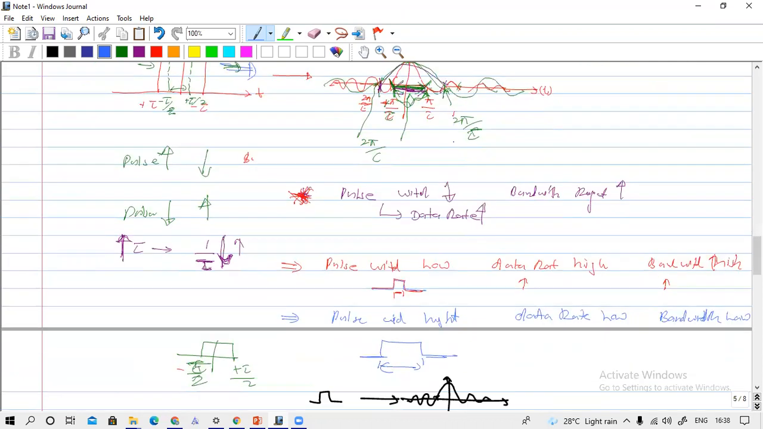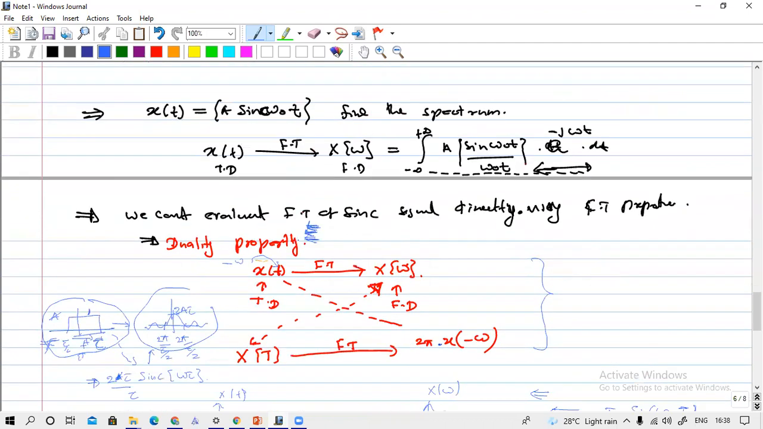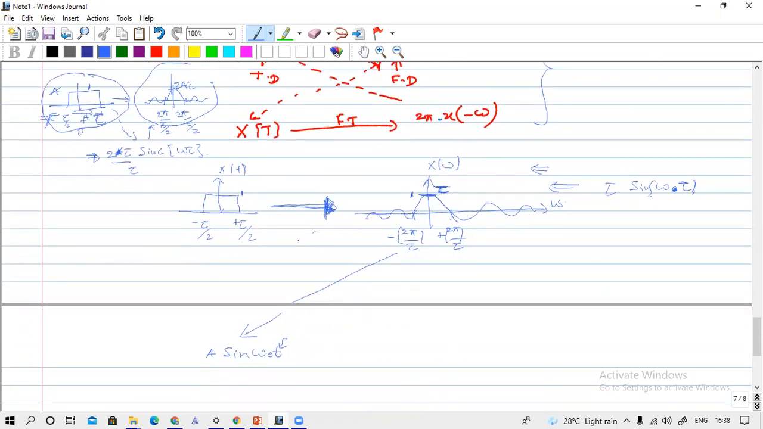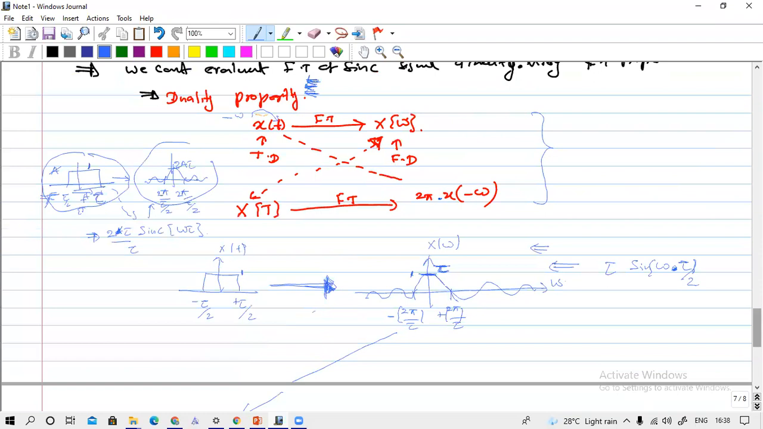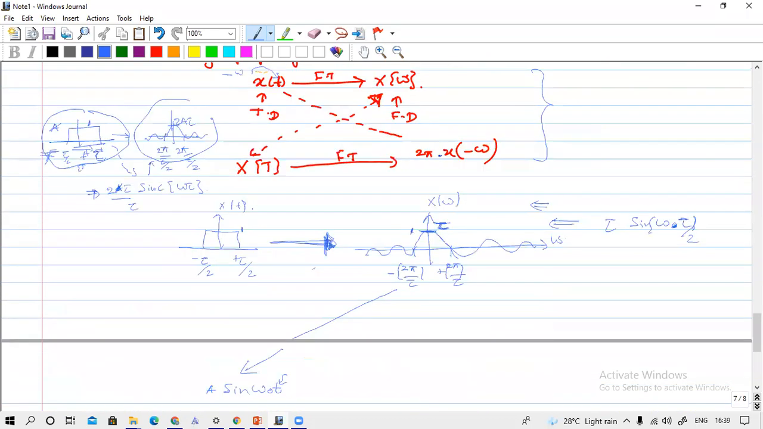So now our signal is this, a sync omega t. So you have omega tau by 2 here, correct, because this is tau by 2. So this is not our form. Our signal should be a sinc omega naught t, correct.